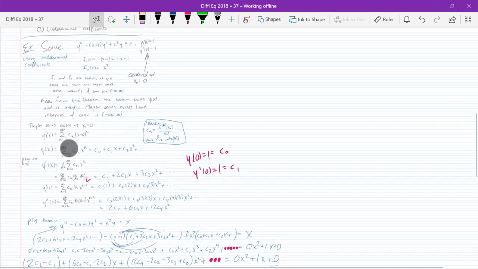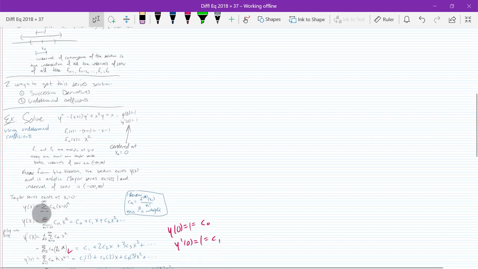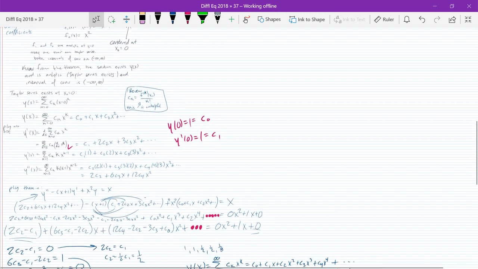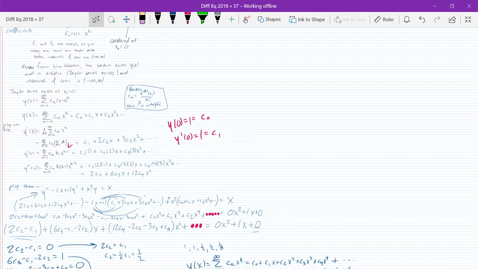So that was undetermined coefficients. And we'll look at successive derivatives now.